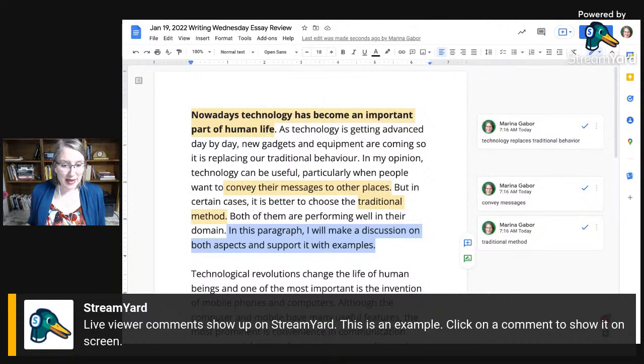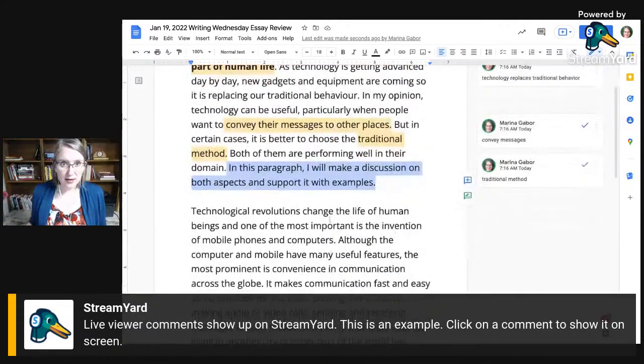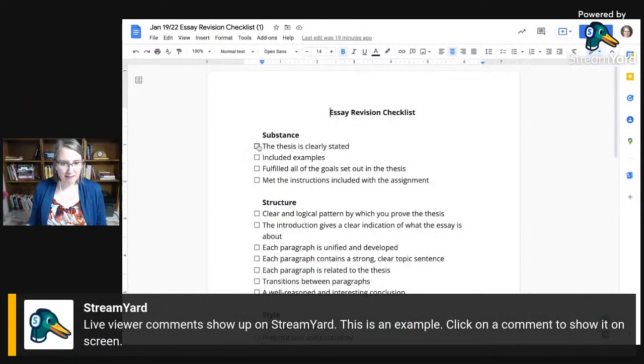Okay, so if we go back to our checklist. And let's see. I think the thesis is reasonably clearly stated. We'll see what happens in the rest of it. We're going to see if they come up with some examples and if they fulfill those goals. So let's go back and see what we're going to look at, the structure.